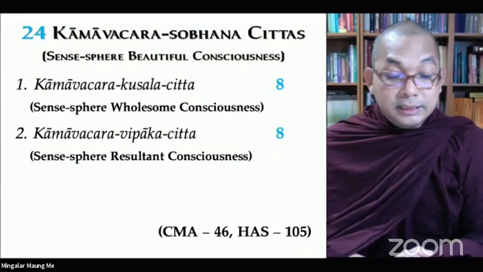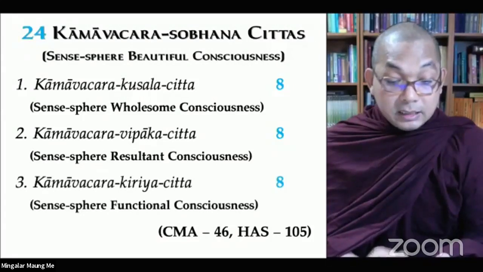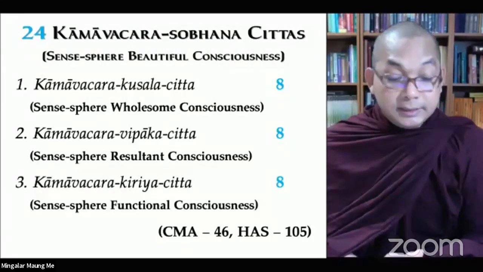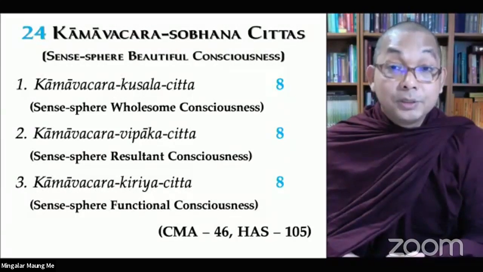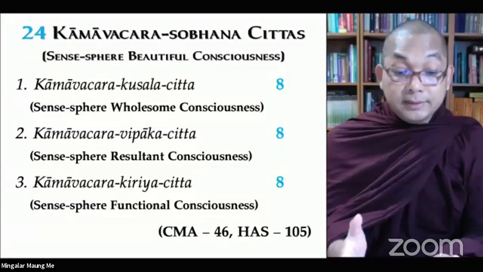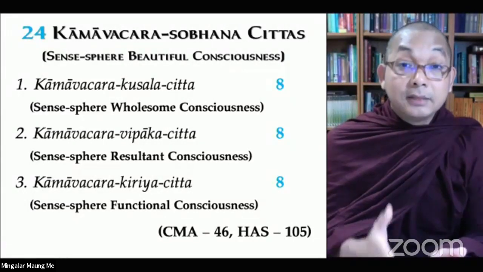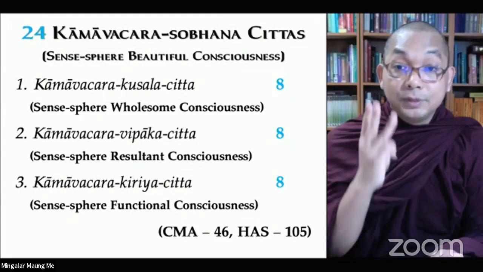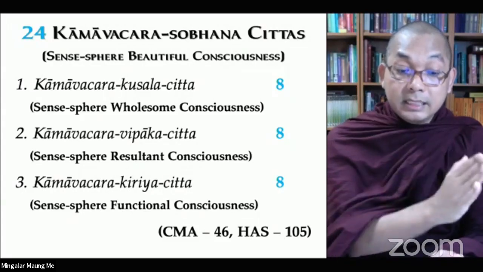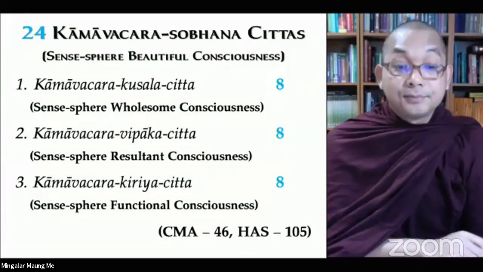Kamavachara Kusala Chaita, 8 Kamavachara Vipaka Chaita, and then 8 Kamavachara Kriya Chaita. Altogether 24. Here, Kusala is wholesome, Vipaka the result, and Kriya functional. Three types. And you add Kamavachara, sense-sphere.